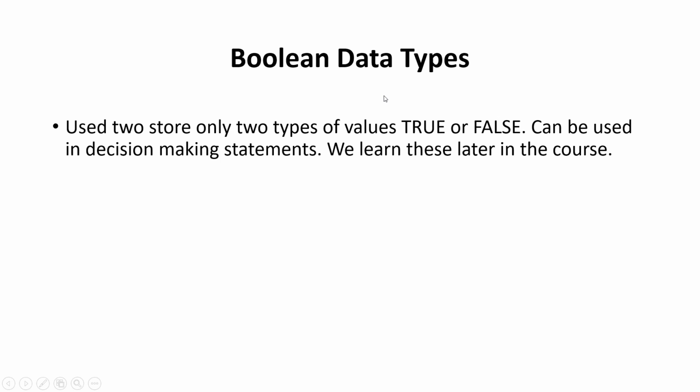Boolean data type. It is used to store only 2 types of value, true or false. It can be used in decision making statements. We will learn these later in the course. Bool takes 1 byte of memory. Bool, int, double, float, these are the keywords to declare variables.